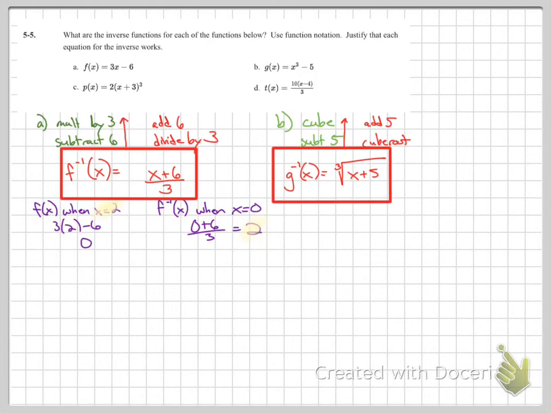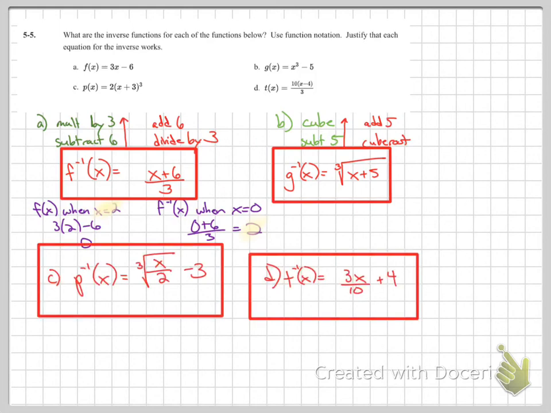Pause your video. Okay, there are my answers for C and D. If you got them right, then you're good. If not, I will go over it real quick. Maybe I'll just go over C. So for C, what's happening in the original equation is it's taking x, it's adding 3, then it's cubing, then it's multiplying by 2.